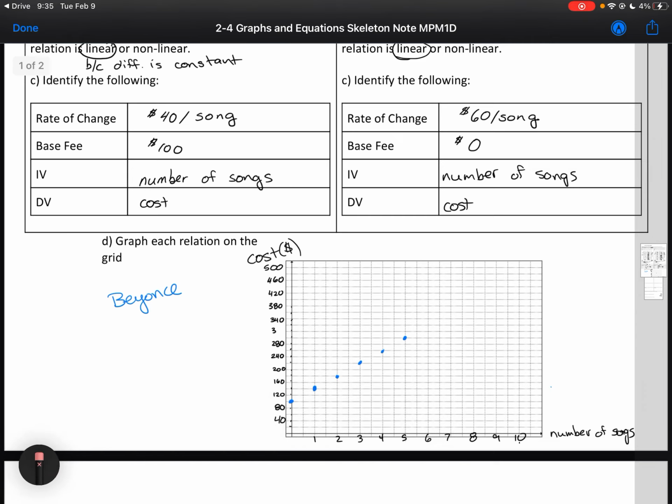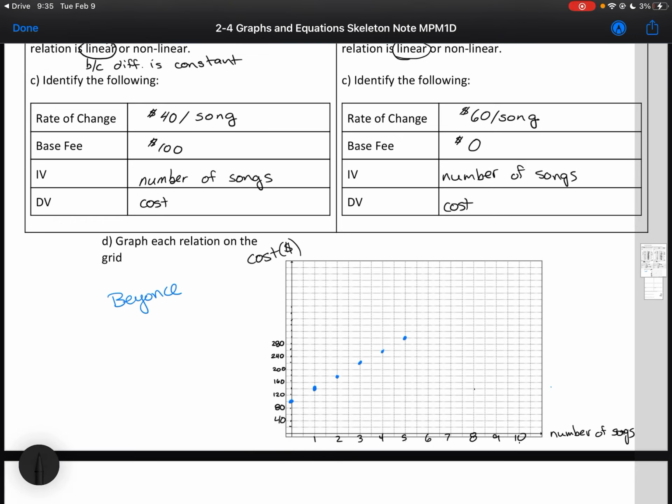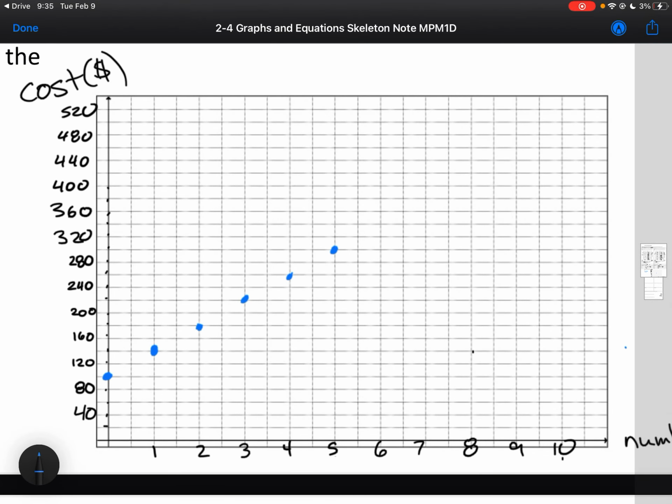And I'm just noticing I should fix my graph here. Sorry about that. Okay, so this would be 320 here. I've got my point plotted in the right spot, but my numbers aren't right on the left-hand side. 360, 400, 440, 480, and then 520. Okay, back to plotting Beyonce's table of values here.